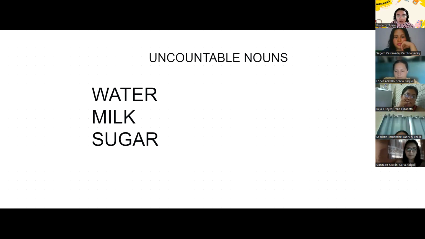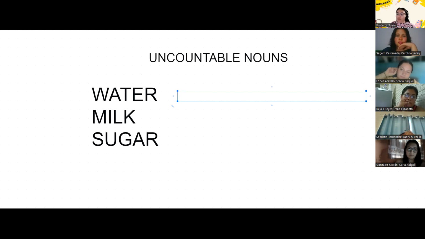Pero, como decía Caro, las medidas de estos uncountable nouns, eso sí lo puedo contar. For example, water in general, no puedo contar el agua, right? Lo que sí puedo contar son, for example, bottles of water, liters of water, etc. Litros, botellas, eso sí lo puedo contar. Pero son como las medidas de cada cosa. El agua en general, no. Pero la medida del agua sí lo puedo contar. Okay, so we have bottles, liter, solo con una T.